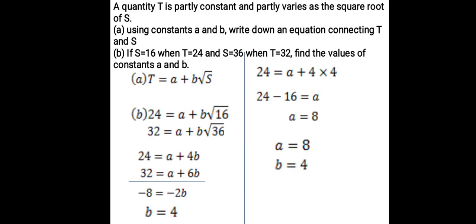A quantity T is partially constant and partially varies as the square root of S. A. Using constants A and B, write down the equation connecting T and S. The equation is T is equal to A plus B into the square root of S. But B, if S is equal to 16 and T is equal to 24, and S is equal to 36 when T is equal to 32, find the values of constants A and B. A is equal to 8, B is equal to 4.